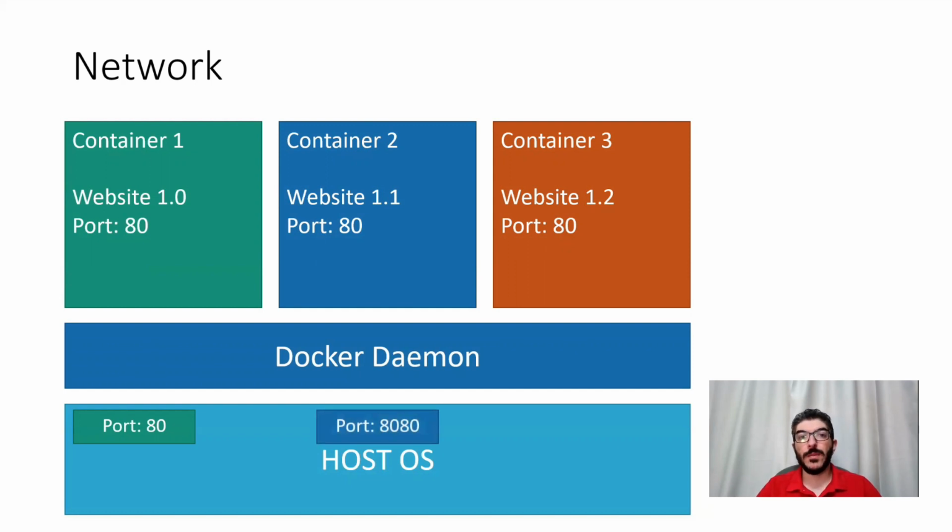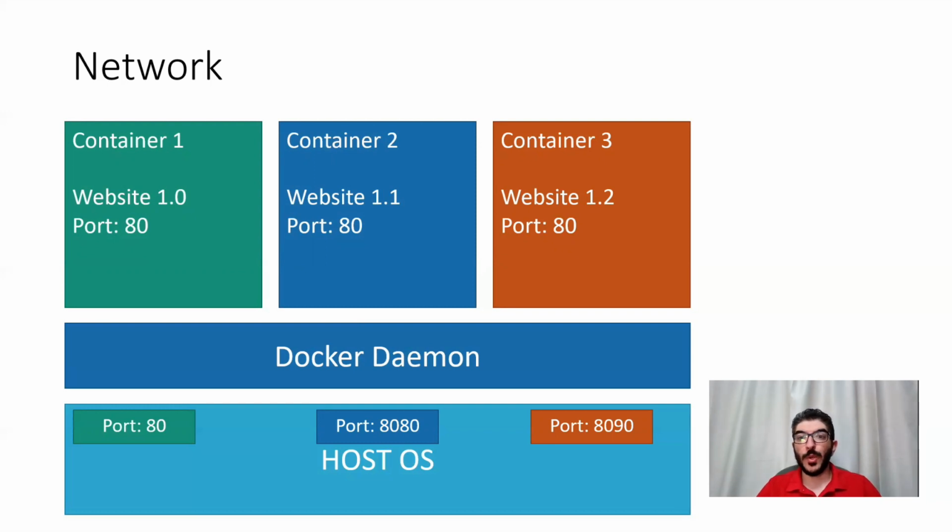But instead, when I told Docker to run container 2 and container 3, I told it to map port 8080 to port 80 inside container 2 and port 8090 to port 80 on container 3. In this case, you see there's a level of isolation. These containers, every one of them, think that it's running on its own machine.